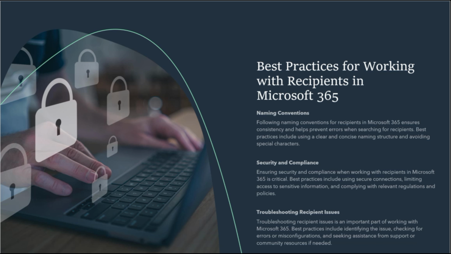We must also ensure security and compliance while working with recipients in Microsoft 365. It includes using secure connections, limiting access to sensitive information, and complying with relevant regulations and policies. Also, troubleshooting recipient issues is an important part of working with Microsoft 365. It includes identifying the issue, checking for errors or misconfiguration, and seeking assistance from support or community resources if needed.